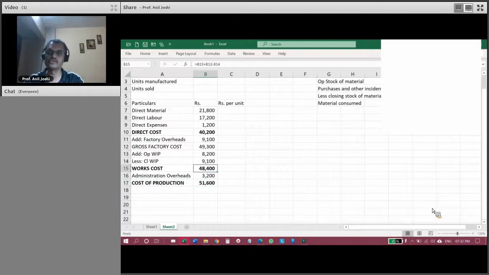So now remember, this also was a cost of production, but this cost of production was incurred only in the factory. After adding the support costs, what you get is the overall cost of production. That is why we are not using the word factory here or works. This is the overall cost of production. Then what will you do after this? Tell me.